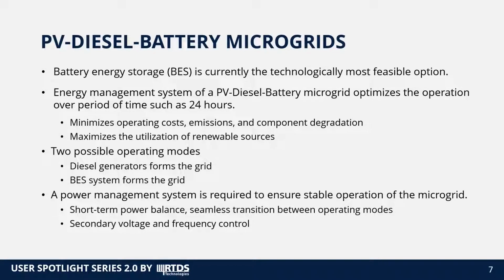In addition, a battery energy storage system can be used as a grid forming source, making it possible to turn off diesel completely during the periods of low load and high PV output.